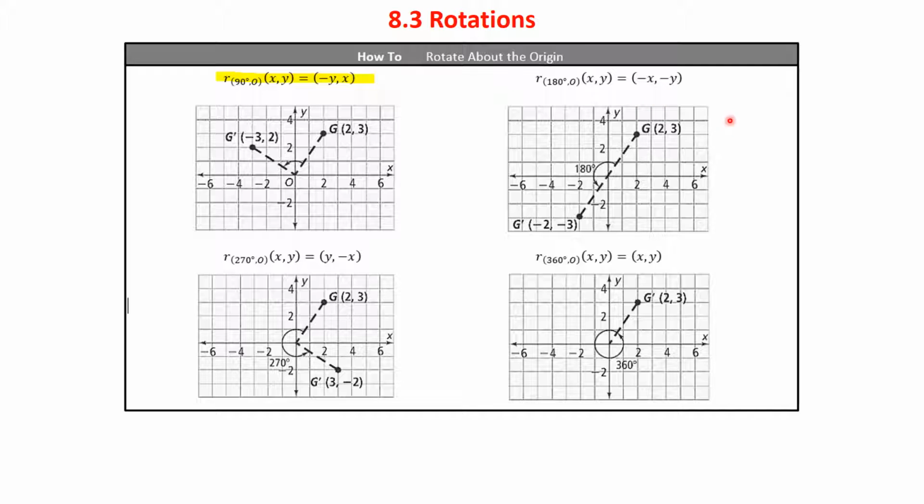And so here, if I take a look at my original point, the pre-image G, which is still sitting at 2, 3, if I want to rotate it 180 degrees, I'm going to follow my rule here, which says I'm going to take my point and multiply both the front and back number by -1. So 2 times -1 will give me -2. 3 times -1 will give me -3, and I now have my new point here at -2, -3. And again, once we plot that point, we can see that it forms this straight 180-degree angle.